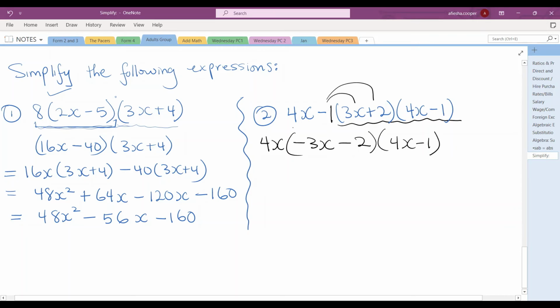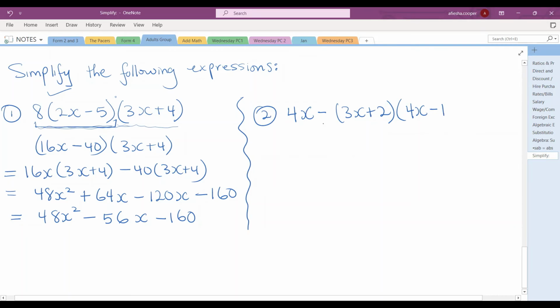Wait, hold on. I think I made a mistake. Sorry. All right. So 4x minus this, 4x is minus in this entire thing here. So we have to apply BODMAS. BODMAS says that we have to multiply before we can subtract, right? So 4x is subtracting this entire thing here. So we have to expand this first.